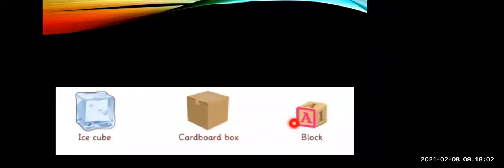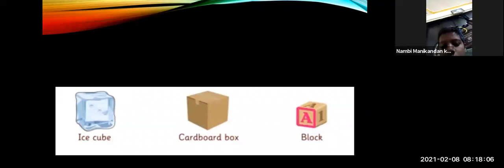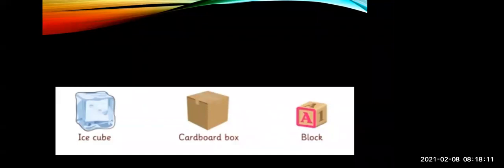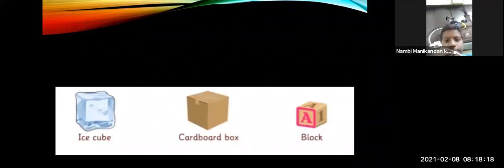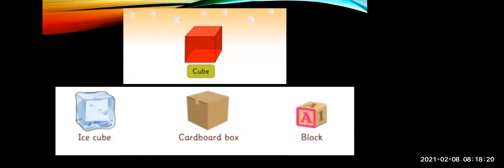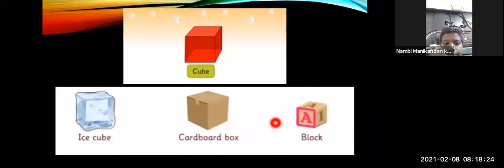Yes, it's an ice cube. An ice cube is a cube. A cardboard box is also having a square shape, no? So it is a cube. Yes, so these shapes are related to a cube. This block also you can see. A cube has a square shape, so it is a cube.